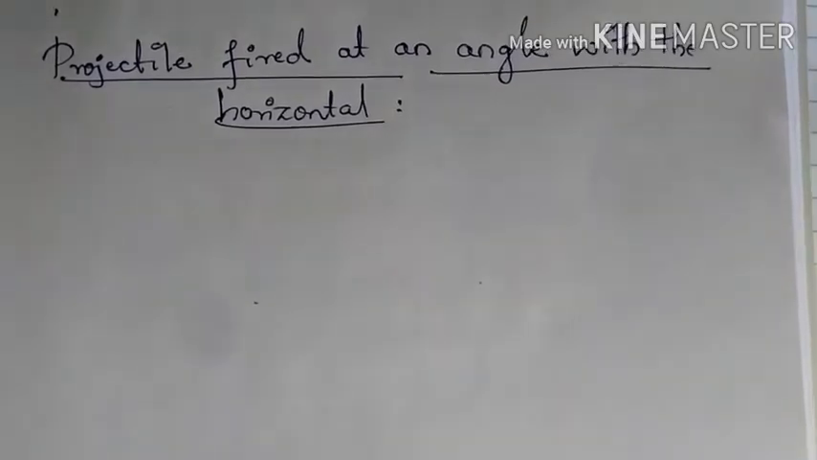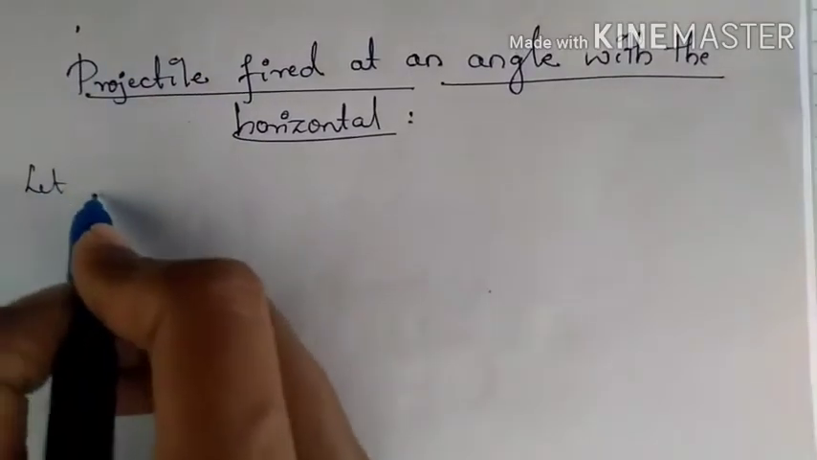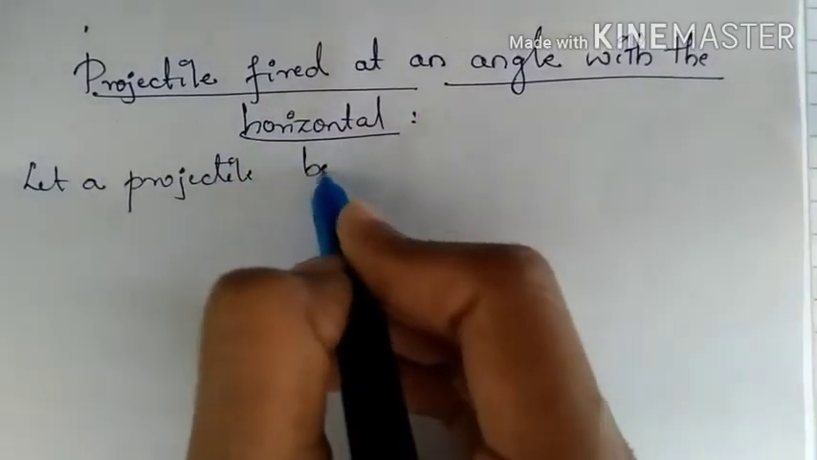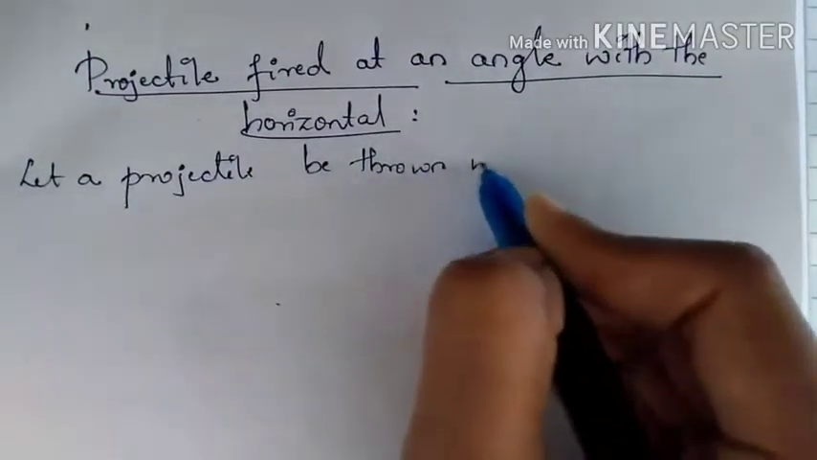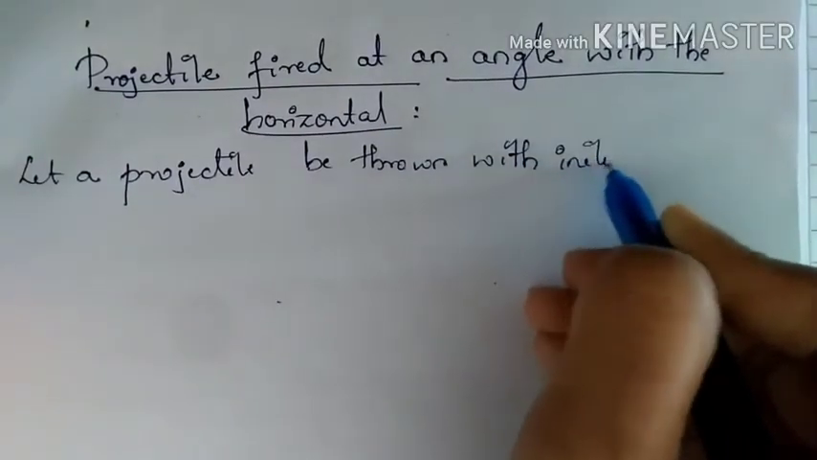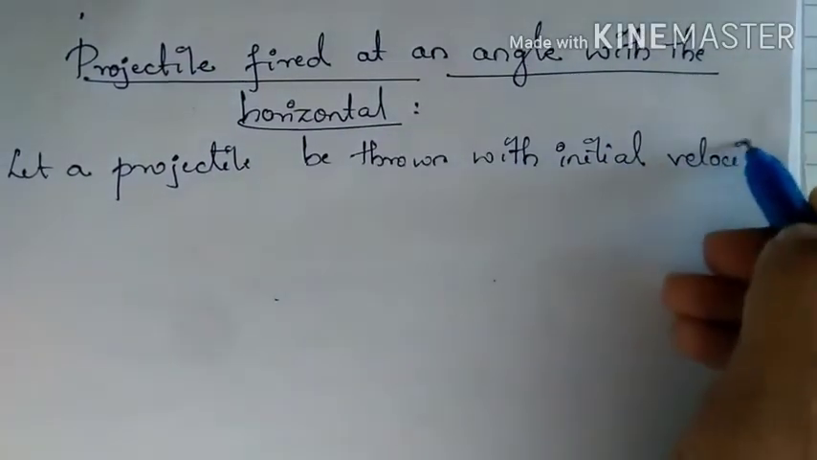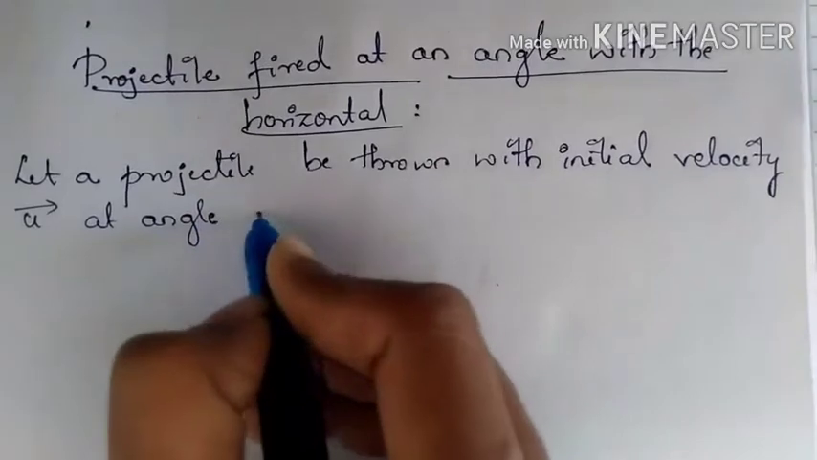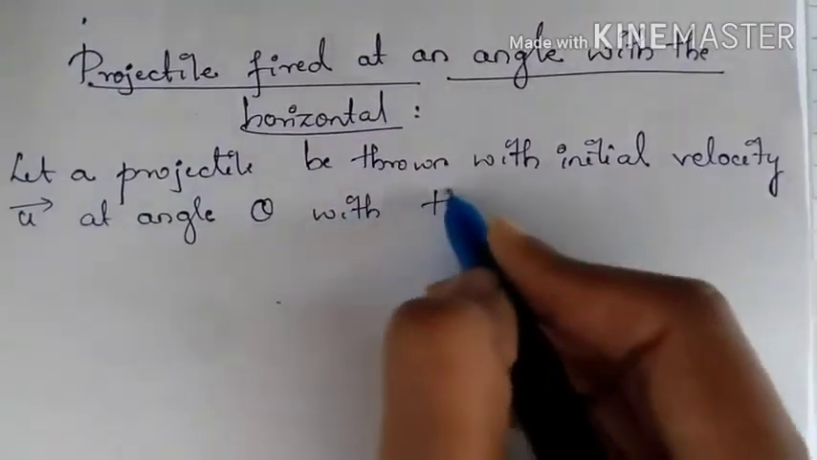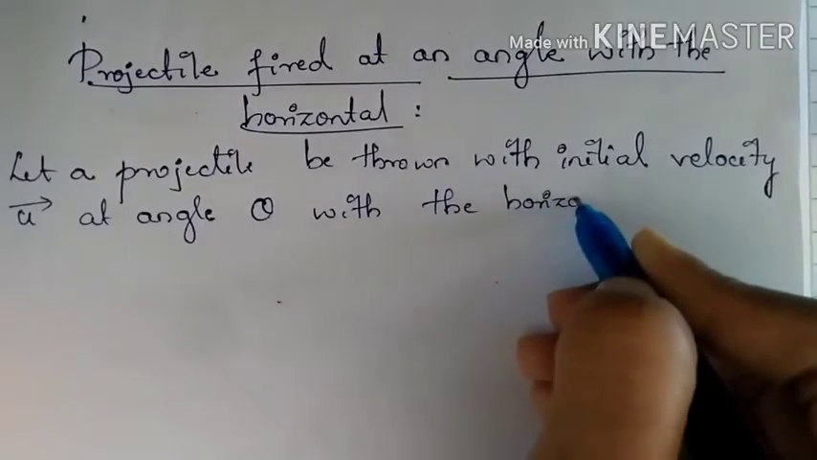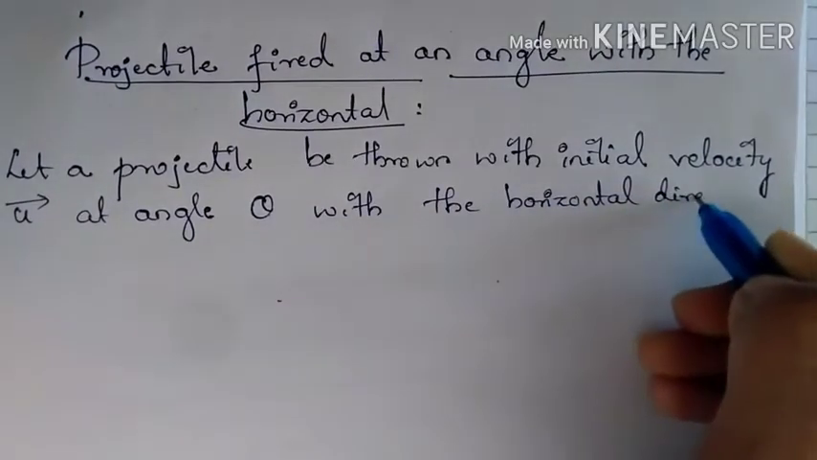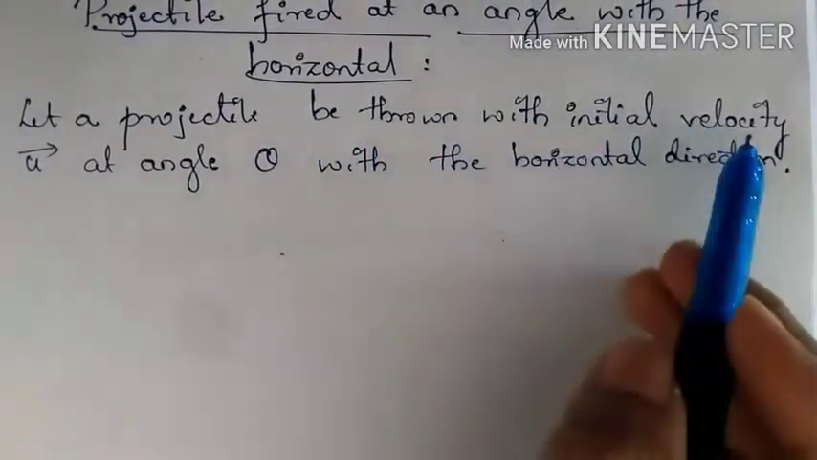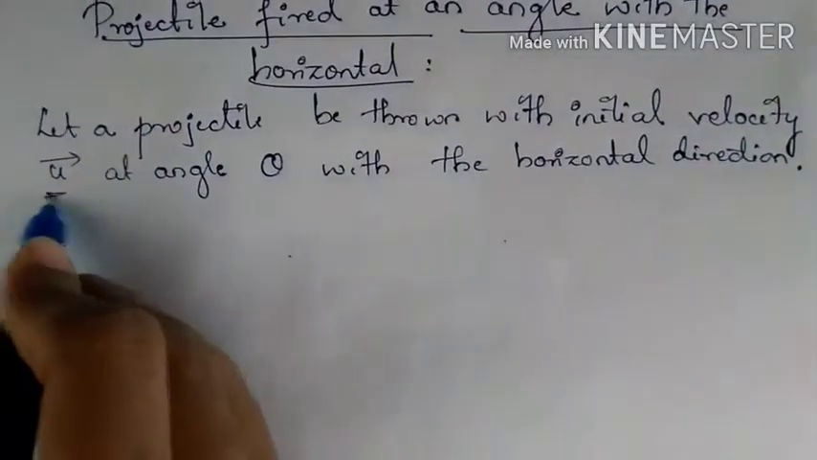So let us start. Let a projectile be thrown with initial velocity u at an angle theta with the horizontal direction. So here you have a projectile which is thrown with the initial velocity u at an angle theta.